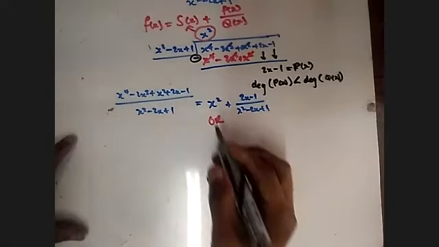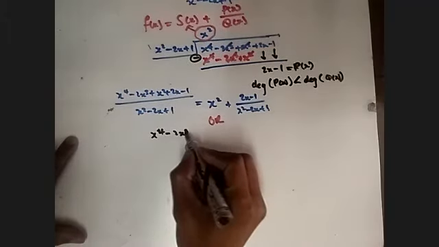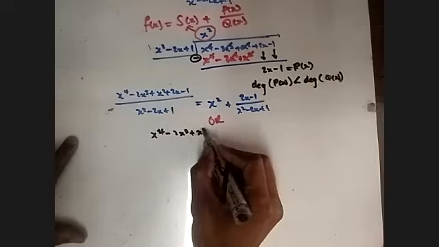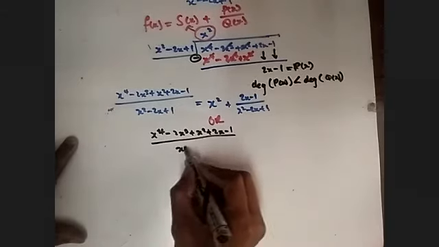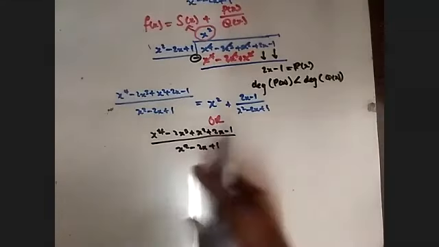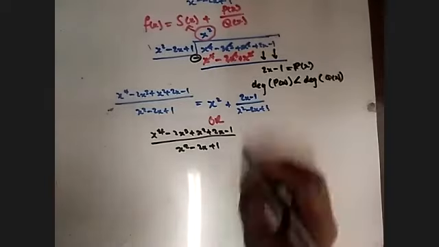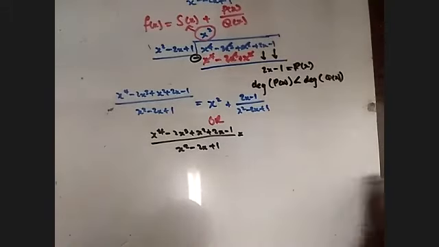I have x^4 - 2x^3 + x^2 + 2x - 1, and I divide this by x^2 - 2x + 1. I'm giving you this method because I'm very confident that it's going to work. If it doesn't work, please forgive me.